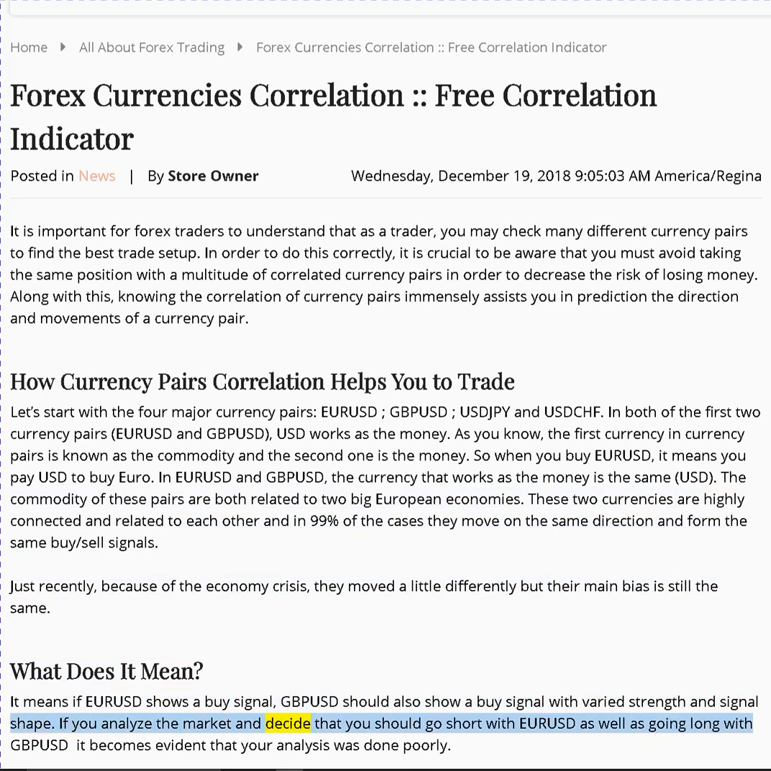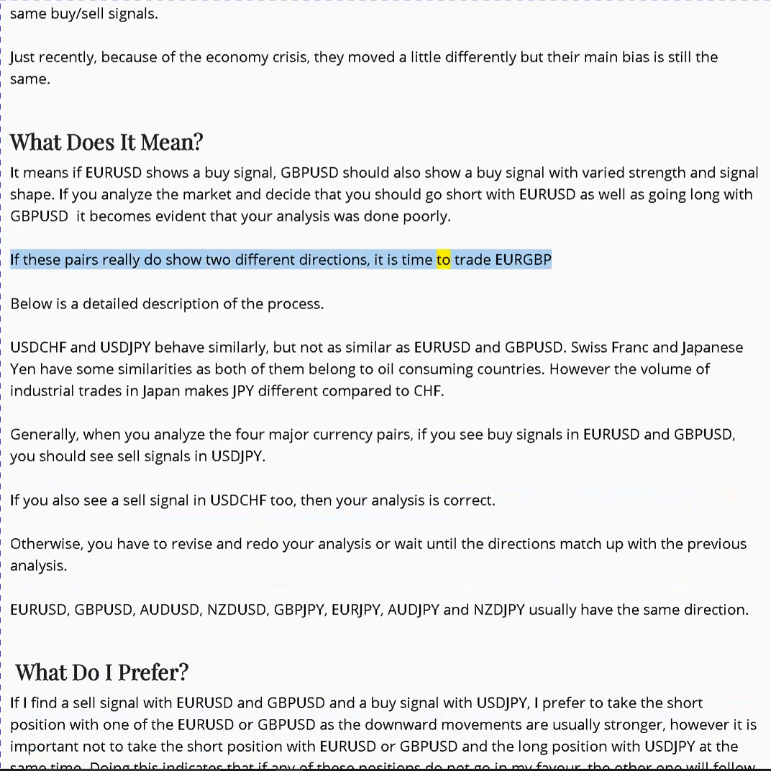If you analyze the market and decide that you should go short with EURUSD as well as going long with GBPUSD, it becomes evident that your analysis was done poorly. If these pairs really do show two different directions, it is time to trade EURUSD. Below is a detailed description of the process. USDCHF and USDJPY behave similarly, but not as similar as EURUSD and GBPUSD. Swiss franc and Japanese yen have some similarities as both of them belong to oil-consuming countries. However, the volume of industrial trades in Japan makes JPY different compared to CHF.